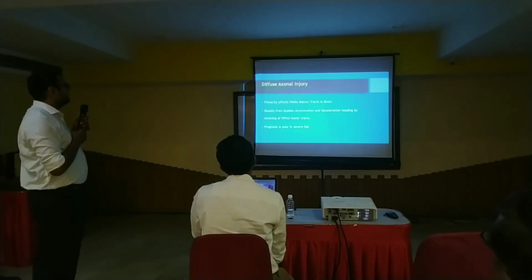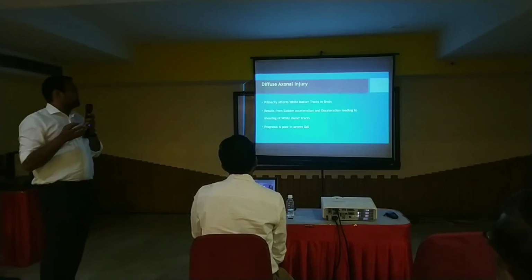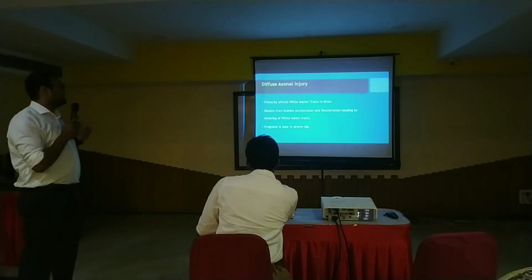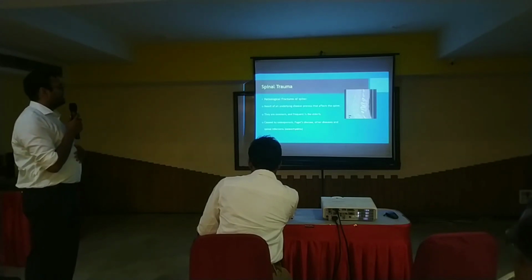Next. Diffuse axonal injury primarily affects white matter tracts in brain. It results from sudden acceleration, deceleration leading to shearing of white matter tracts, and usually prognosis is poorer in cases of diffuse axonal injury.